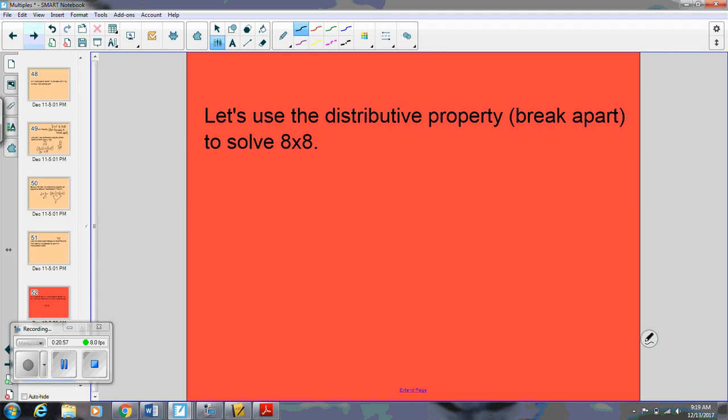All right, so we're going to use the distributive property, otherwise known as break apart, to solve 8 times 8. Okay. So we're going to pick a factor to break apart. Which factor would you like to break apart, Gabriella? 8. Does it matter if I do the first 8 or the second 8? No. You just have to make sure you're only doing one. Mathematically speaking, you can do both, but it gets too complicated, and it's just easier if third graders only break apart one. All right, so let's break apart an 8.